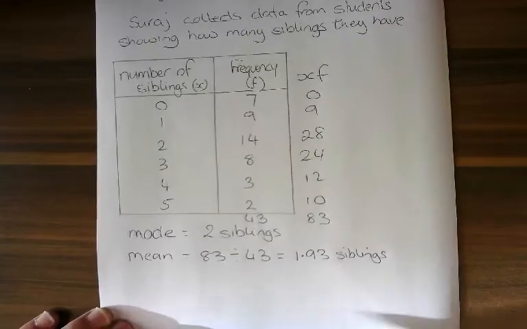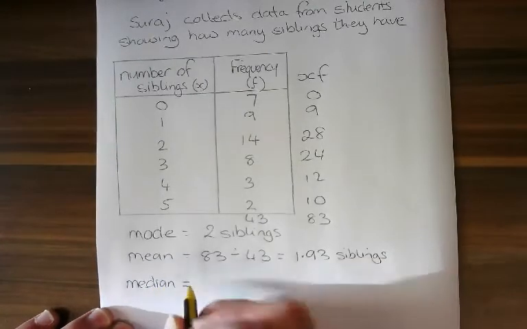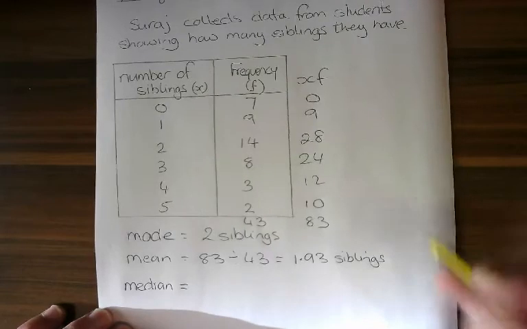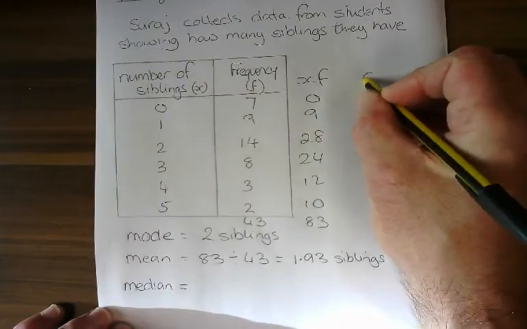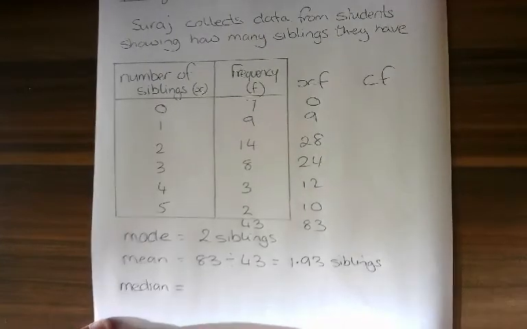Now the next thing we're going to look at is the median. The median is a little bit more difficult to do, but it is very doable. So again, we're going to need another column. This column we're going to call a cumulative frequency, or CF for short. This is a running total of your frequencies.